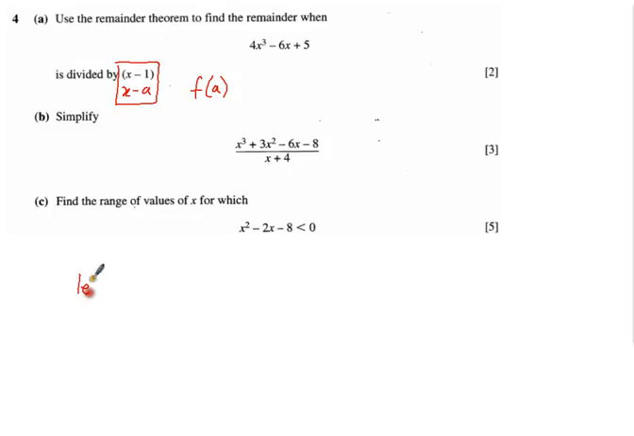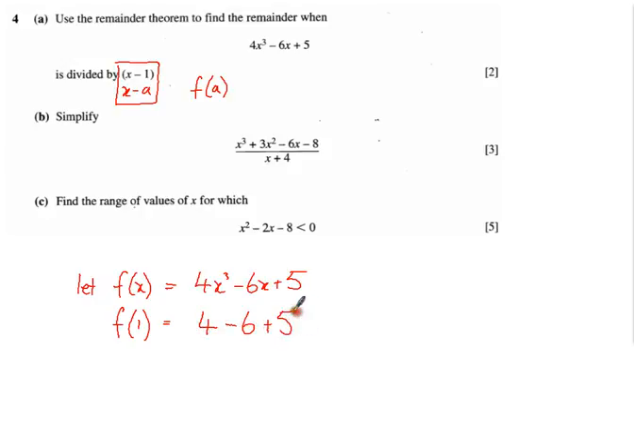So let's look at this. Let's first of all define what f of x is. It's our polynomial, 4x cubed minus 6x plus 5. We want to find the remainder when we divide by x minus 1. So we're going to put 1 in for x. In that case, that's 4 times 1 cubed is 4, minus 6, plus 5, which is 3. The remainder is 3.